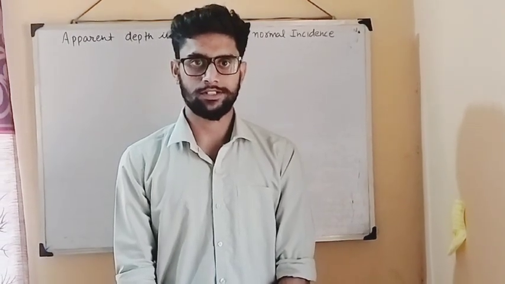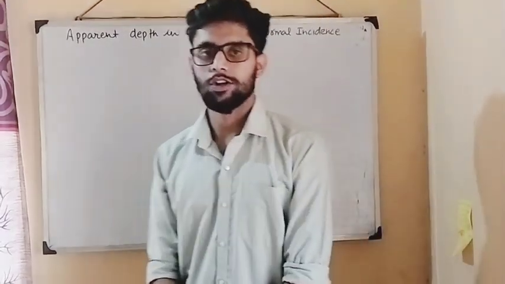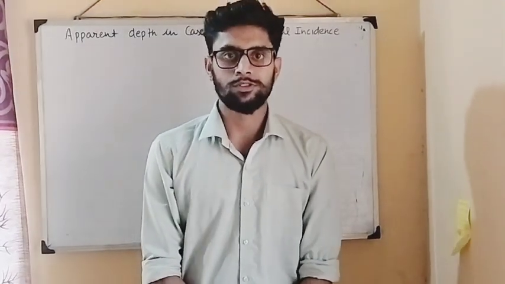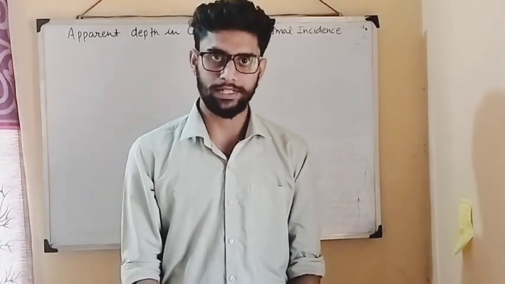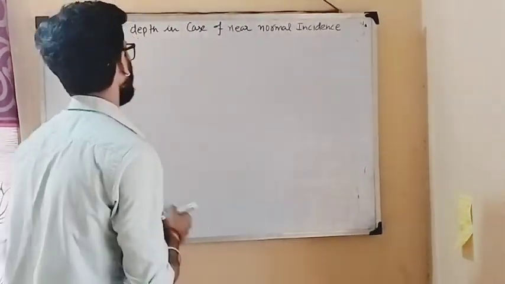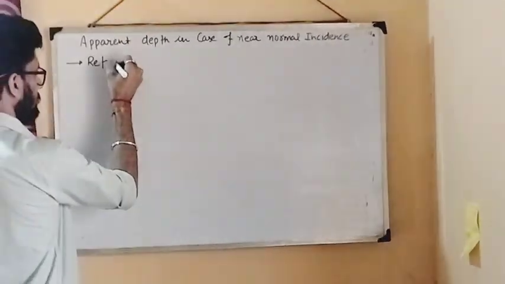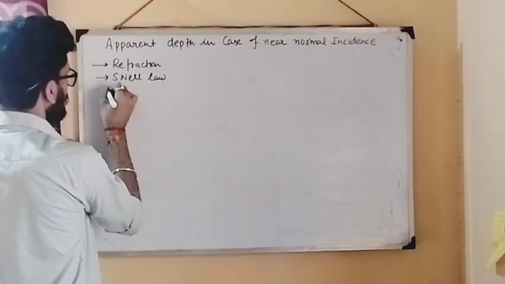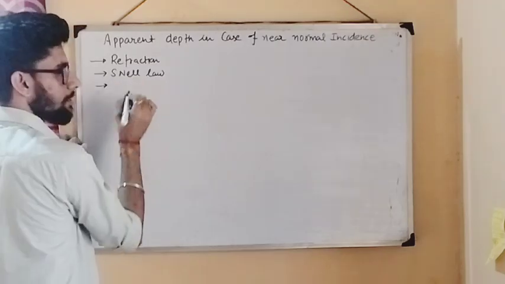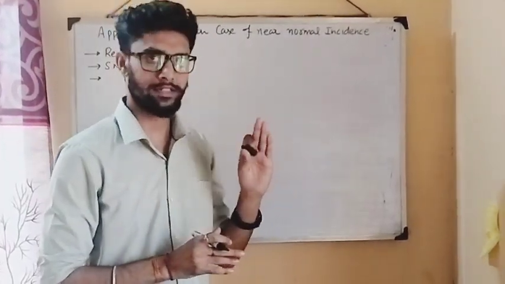So today our lecture will be based on apparent depth in case of near normal incidence. There are some prerequisites that you should know before starting the topic, and what are these? This is your refraction. Along with that, this is Snell's law that you should know. And other than this, there is one relation about the refractive index that we'll discuss after these two.